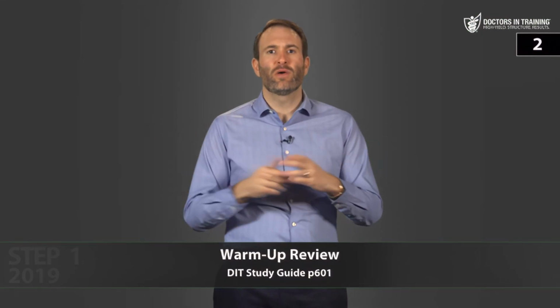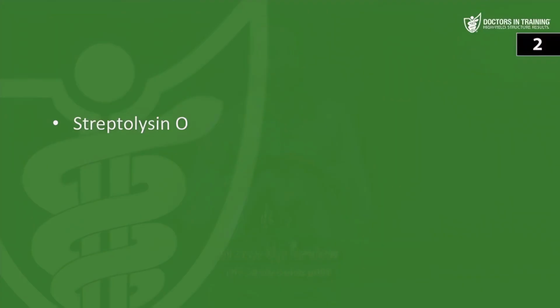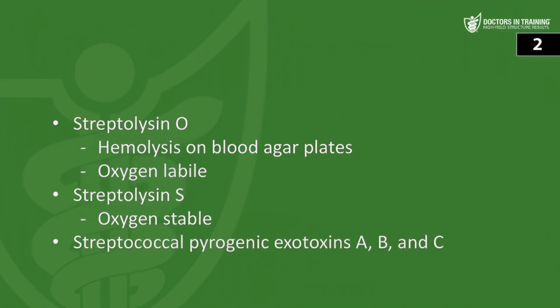Next, Streptococcus pyogenes produces which toxins? So let's talk about several of them here. First, there's streptolysin O, which causes hemolysis on blood agar plates. It's going to be oxygen labile. There's also streptolysin S. That's going to be an oxygen stable one. There's also streptococcal pyrogenic exotoxins type A, B, and C. They're also known as erythrogenic toxins. Remember, these act as superantigens and are associated with the red rash and fever of scarlet fever. And then streptococcal toxic shock syndrome.